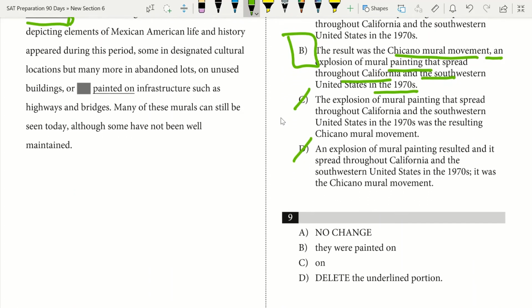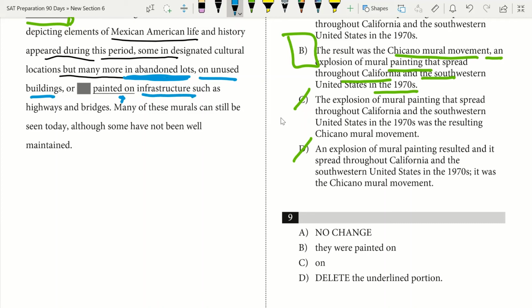All right, so that was a good bit of tips there. We spent a little bit of time explaining those types of questions. Now we have: depicting elements of Mexican American life and history appeared during this period, some in designated cultural locations, but many more in abandoned lots. Okay, I want to show you something right here. Anytime I see them starting a list, I want to pay close attention. So I'm going to put this in blue just so that you can see it better. When I say I have a list, right, but many more in abandoned lots, on unused buildings, or, and then I have something here, infrastructure.